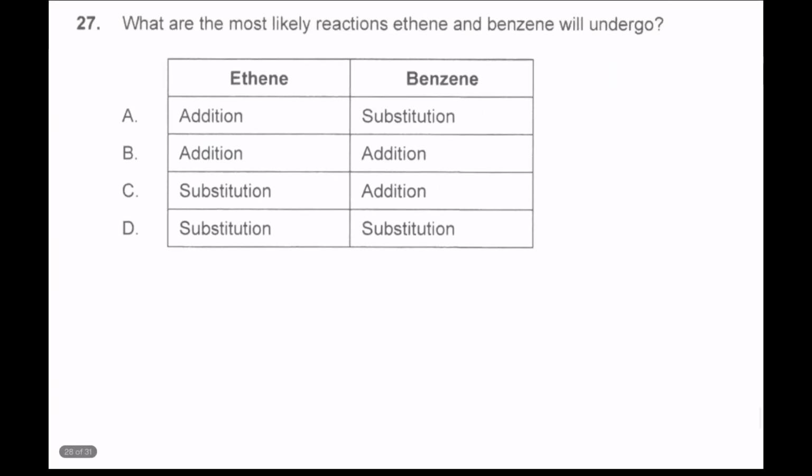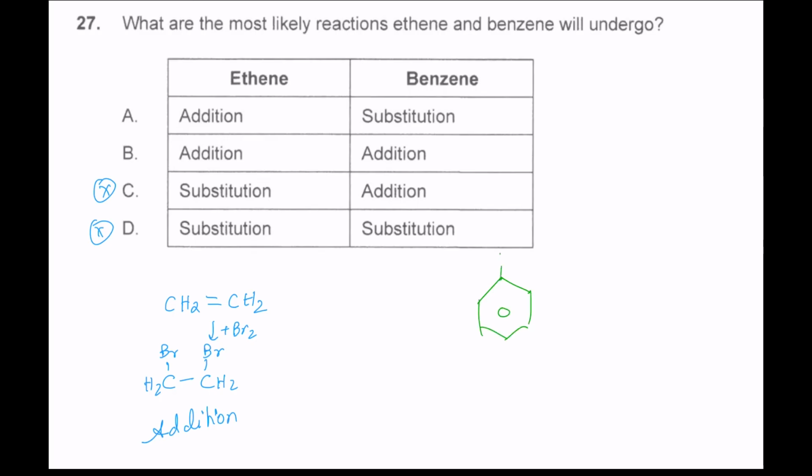Now the next one: what are the most likely reactions ethene and benzene will undergo? Ethene has a double bond, so it will be far easier for us to add compounds to ethene as compared to substitution. So ethene will show addition reactions, and I can ignore these two. Now benzene generally shows substitution reactions. Even with H2SO4 and HNO3, this hydrogen gets substituted with the NO2 group, which gives you nitrobenzene. So benzene generally shows substitution, while ethene generally shows addition, which is option E.